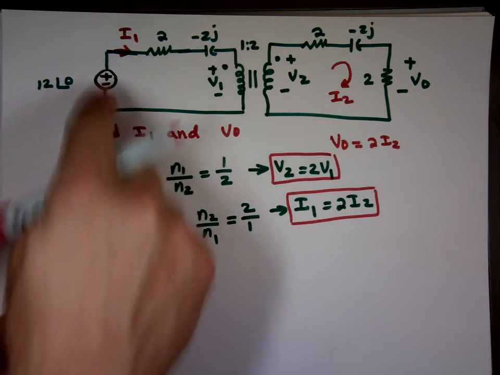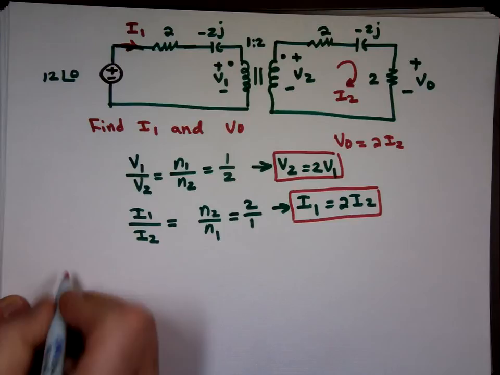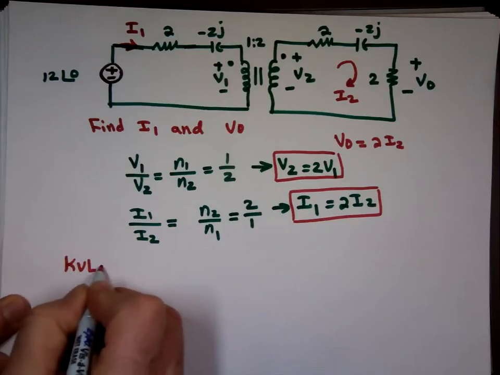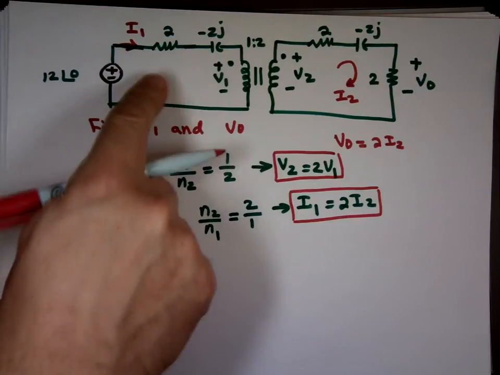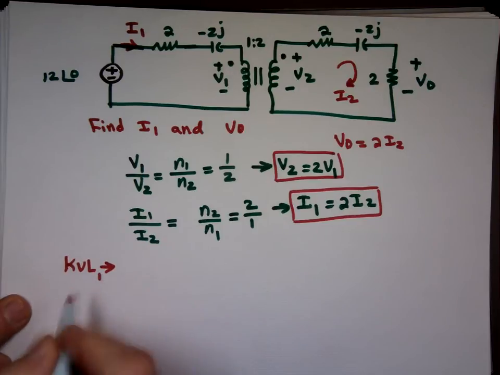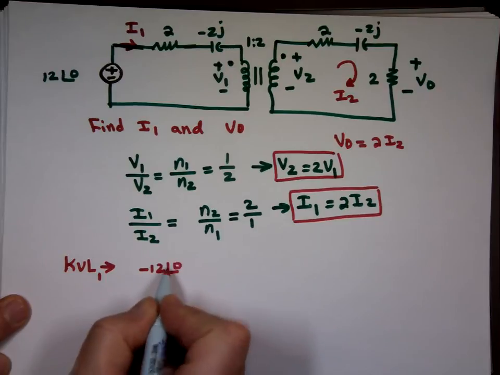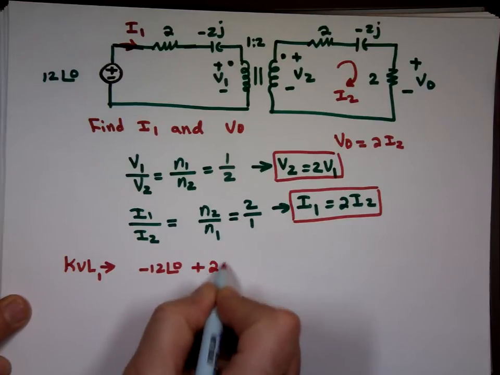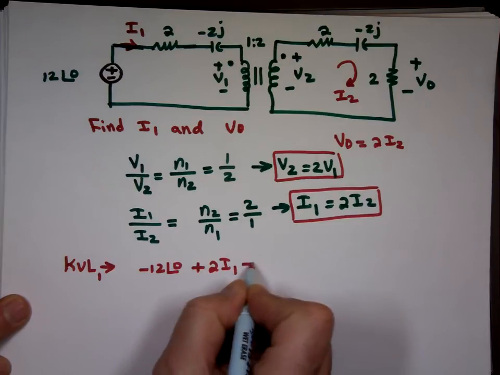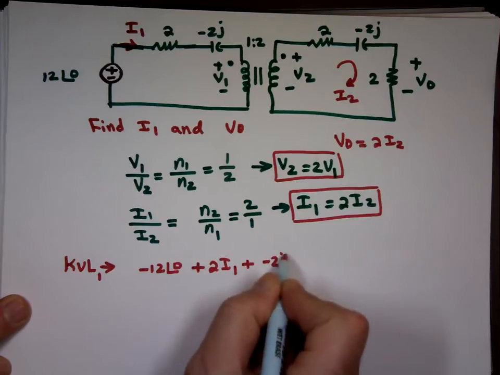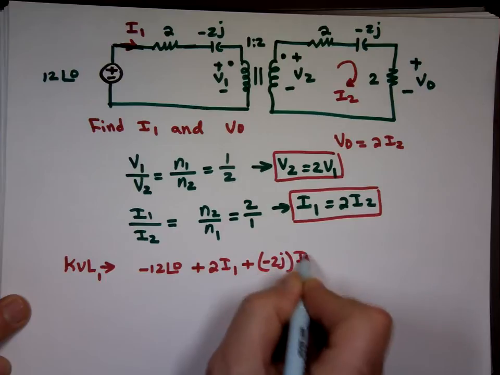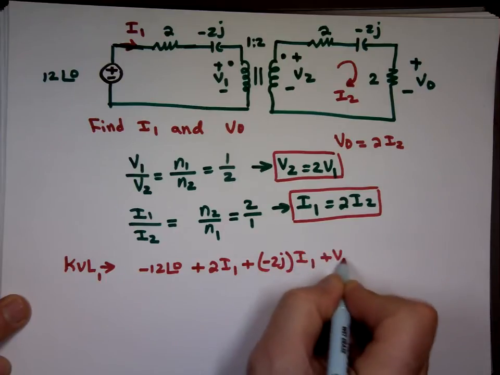So now if I do KVL to this loop here, to that loop, KVL, I'll call it loop 1. So I get negative 12 angle 0 plus 2 times I sub 1 plus negative 2j times I sub 1 plus V1 is equal to 0.